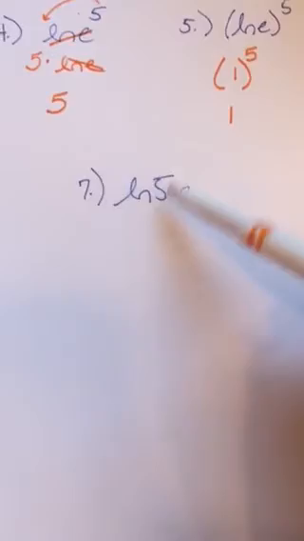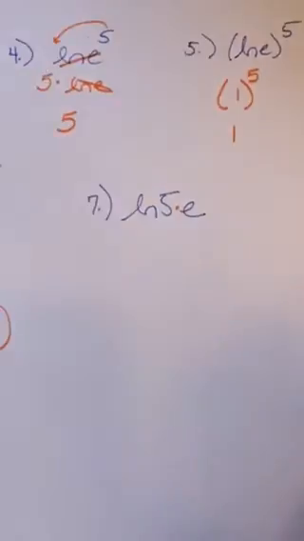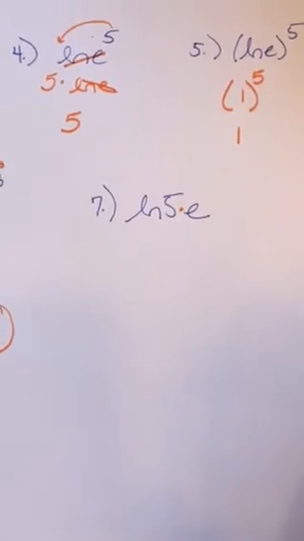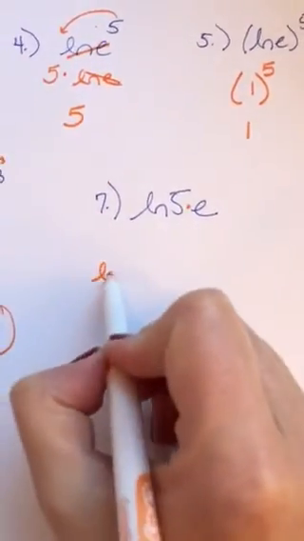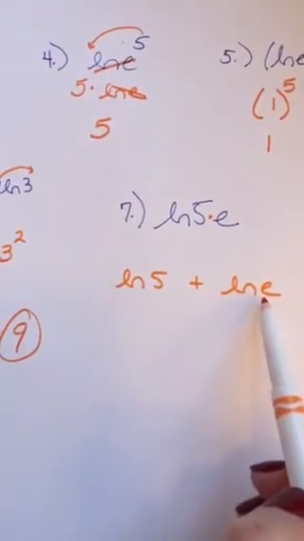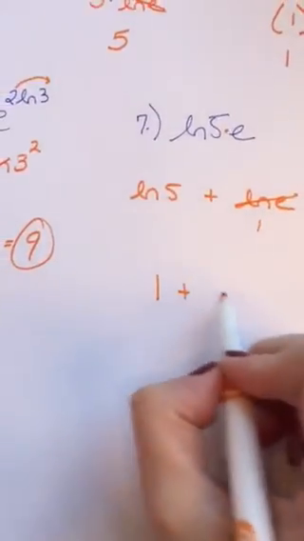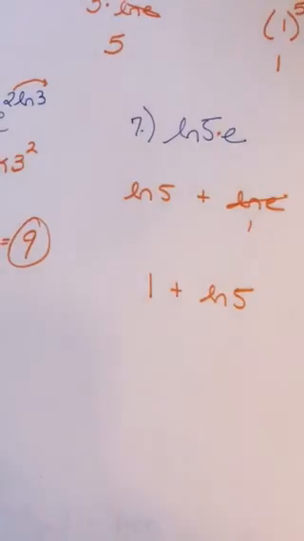Lastly, I have an ln and an e. They're not together. I've got a 5 blocking the way. If you recall, ln of a product can be broken up into the addition of 2 ln's. ln of 5 plus ln of e. Now again, here's a special quantity. ln of e is just a 1. So I'm just going to rewrite this. This turns into a 1. So 1 plus ln of 5. And that's it.